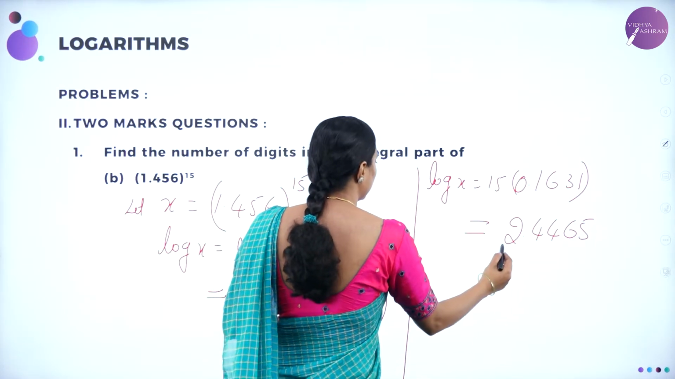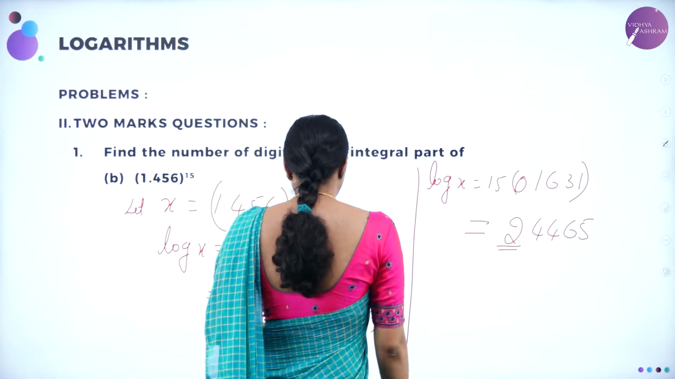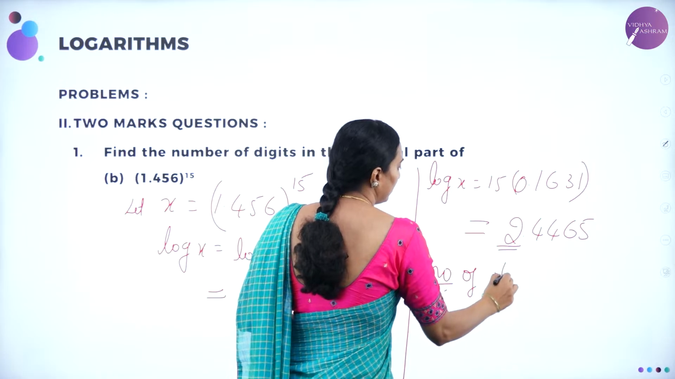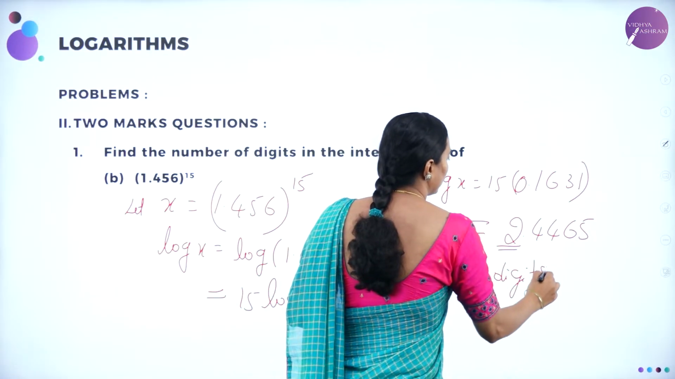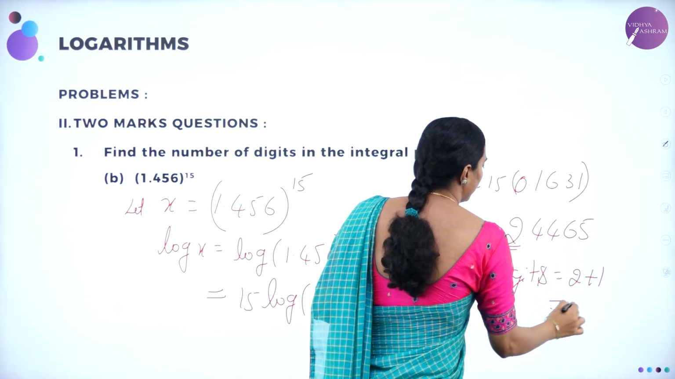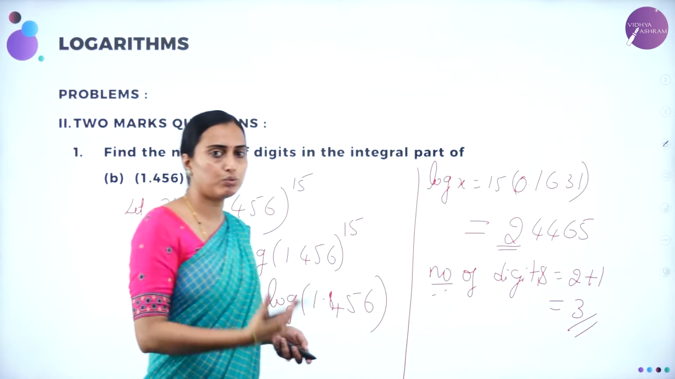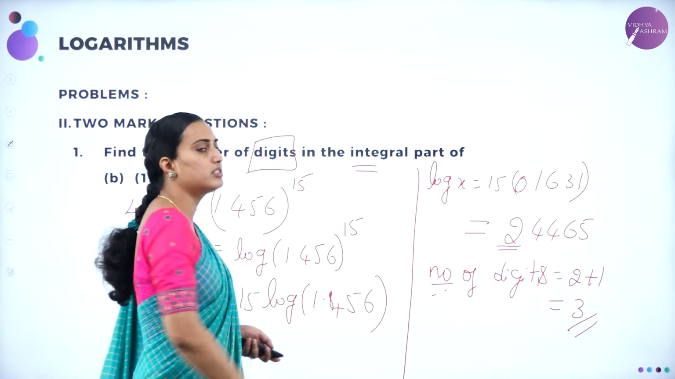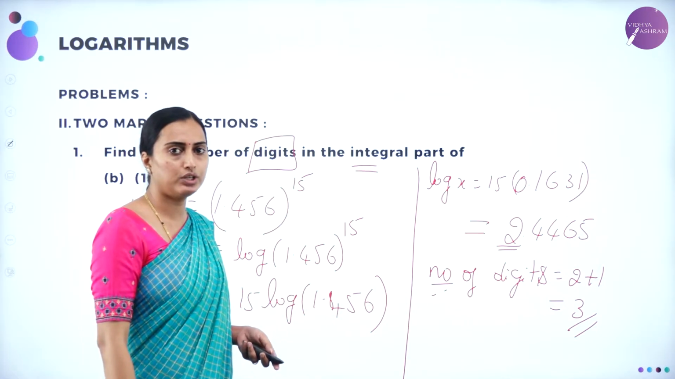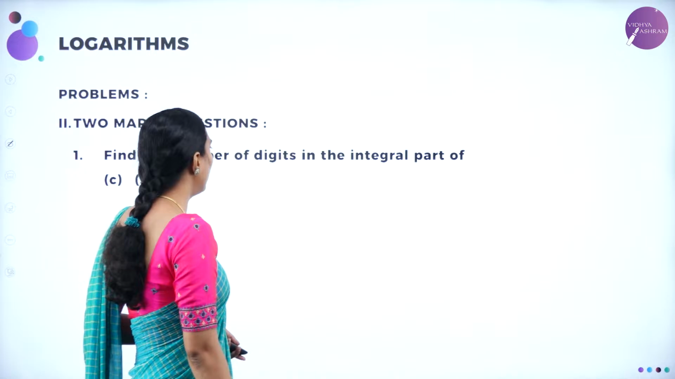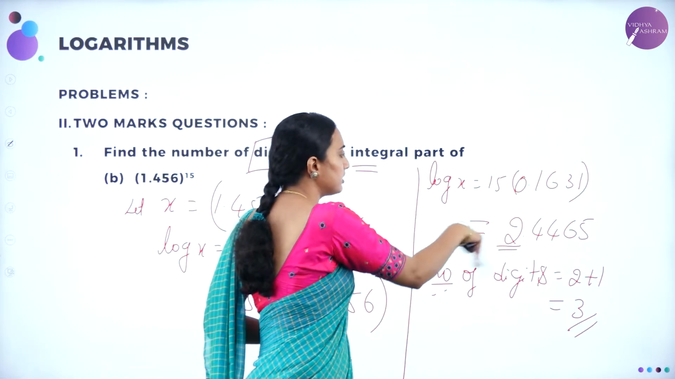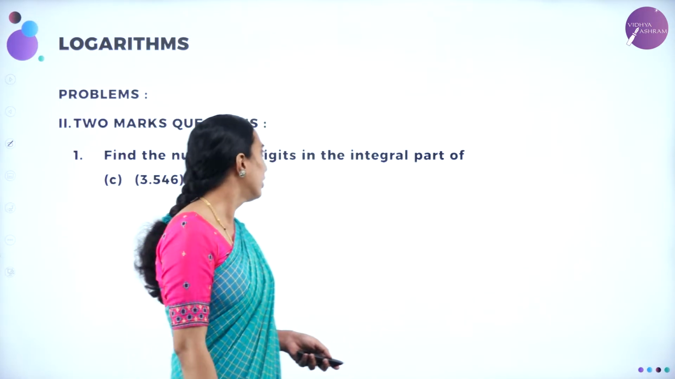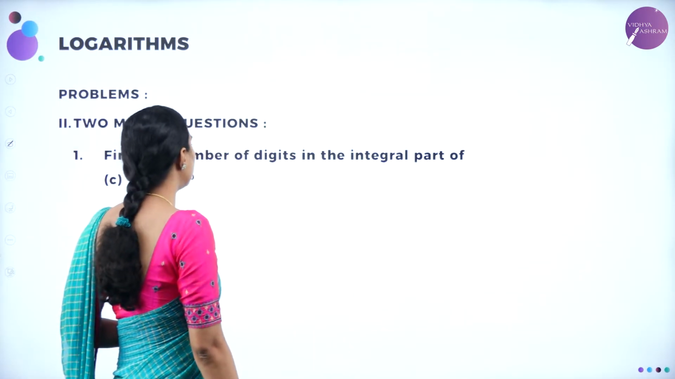Correct? As the characteristic is 2, the number of digits is equal to 2 plus 1 is equal to 3. That's it. That's what they have asked. Find the integral part of the digits here. Digits means you are going to take the characteristic. Understood, dears? Yes. Okay. If you want, you can find x is equal to anti-log of that one, how I have taught in the table. That's it. Okay, we'll move on to find the number of digits.